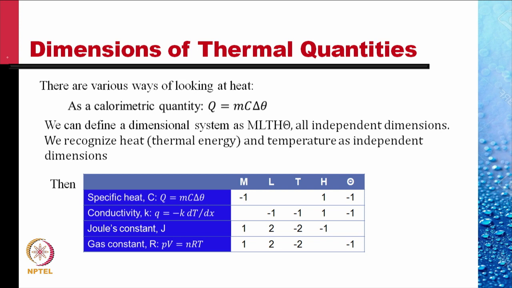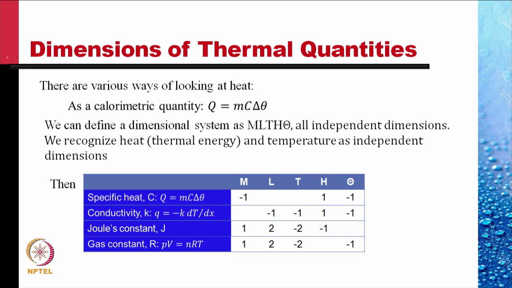Conductivity, the dimension of conductivity can be obtained from its defining equation. And the defining equation of conductivity is Q, that is the heat flux, heat transfer per unit area per unit time, H divided by L squared divided by T, heat per unit area per unit time, is equal to minus K dT by dx, the temperature gradient. From this, you can work out quite easily the dimension of K must be L minus 1, T minus 1, H 1 and theta minus 1.